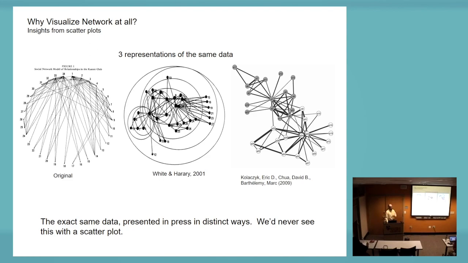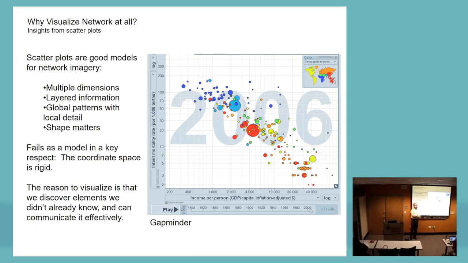The other insight we can gain from scatter plots is that it's really easy to layer on lots of different information and make it possible for people to get more from the scatter plot than just the association between X and Y. This is an example coming out of Gapminder. If you haven't ever played with Gapminder, it's a wonderful exploratory analysis tool because you can color things by country.